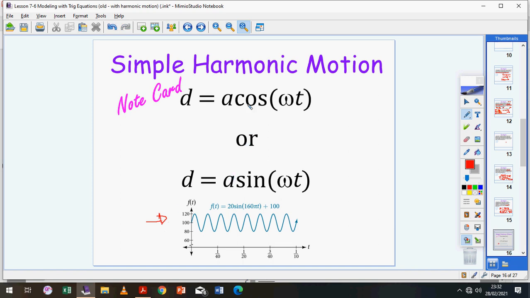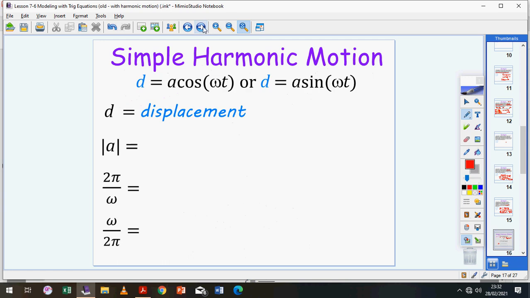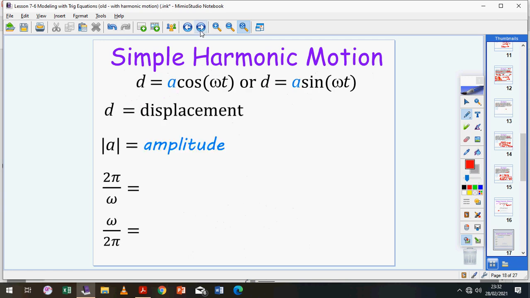For simple harmonic motion, the equation for the motion is simply d, where d is displacement, is equal to amplitude cosine omega t. Omega is called angular speed, simply the speed at which the angle is changing, and t is the time. So it's either a cosine or a sine, depending on the nature of the motion. And d is the displacement, a is amplitude.